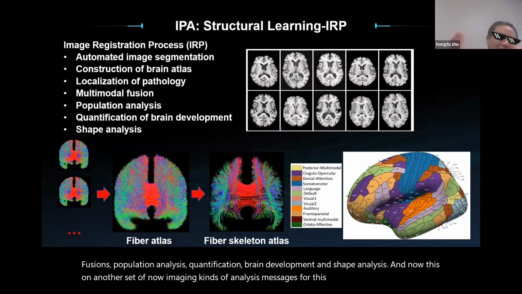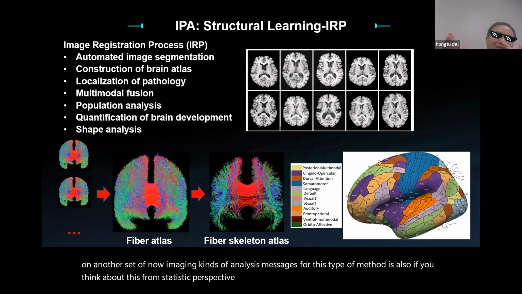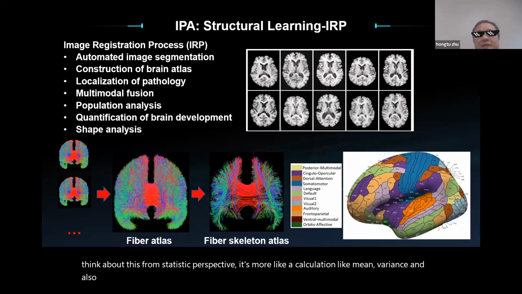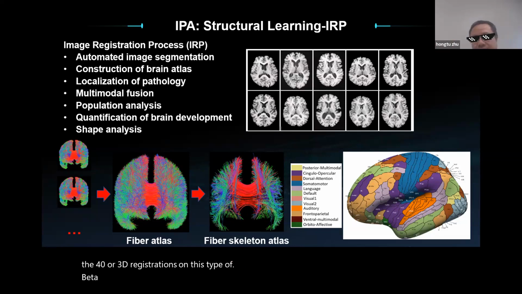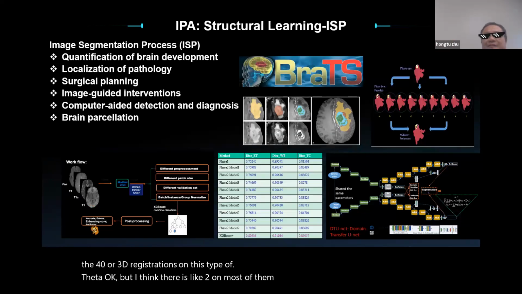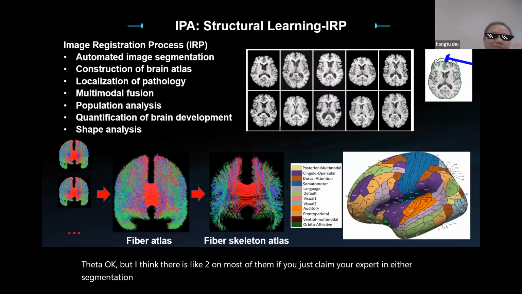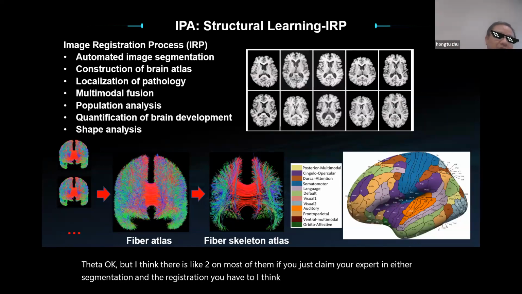For this type of method, if you think about it from a statistical perspective, it's more like calculating a mean and the variance, and calculating this type of thing. But it is more complex than that, because usually we do 4D or 3D registrations on this type of data. Okay, but I think if you claim you're an expert in either segmentation or registration, that's very important for you to carry out all kinds of image analysis.